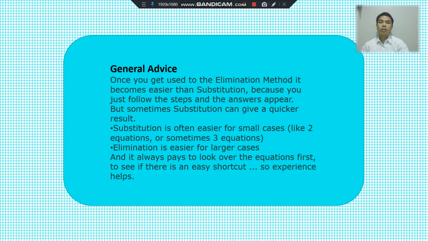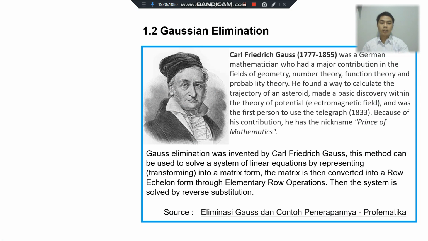They are fast. Once you get used to the elimination method, it becomes easier than substitution because you just follow the steps and the answer appears. But sometimes substitution can give a quicker result. Substitution is often easier for small cases like two equations or sometimes three equations. Elimination is easier for larger cases, and it always pays to look over the equations first to see if there is an easy shortcut. So experience helps.